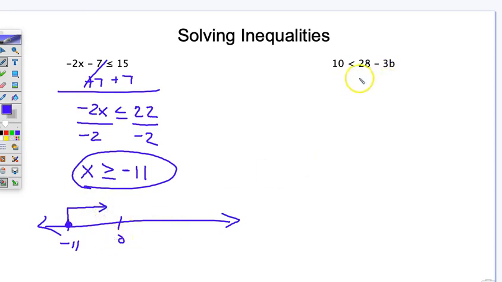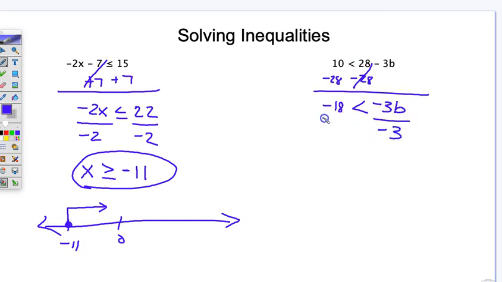In the next example, we're going to subtract 28 on both sides of the inequality. 10 minus 28 is negative 18, less than negative 3b. Let's go ahead and divide by that negative 3. Negative 18 divided by negative 3 is 6. Since we did divide by a negative number, again, we need to reverse the inequality, and this is just b.